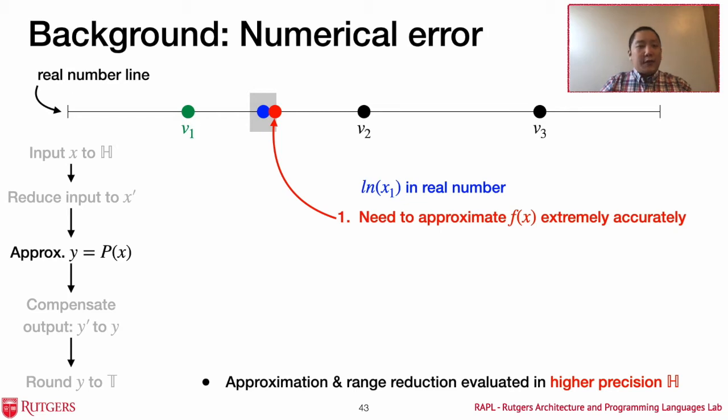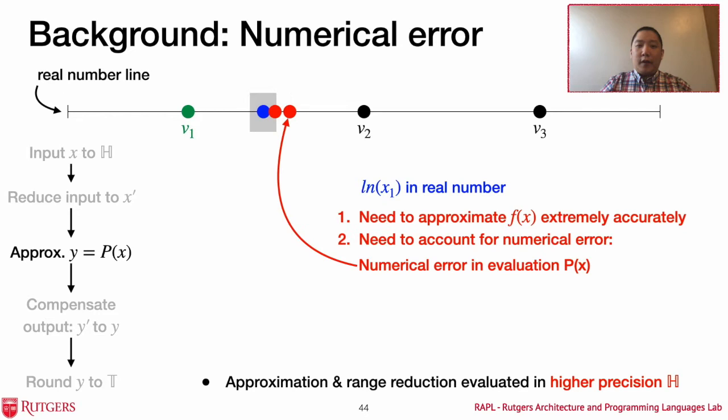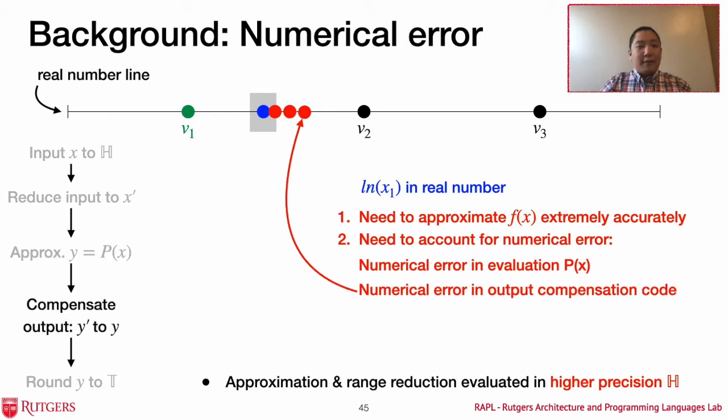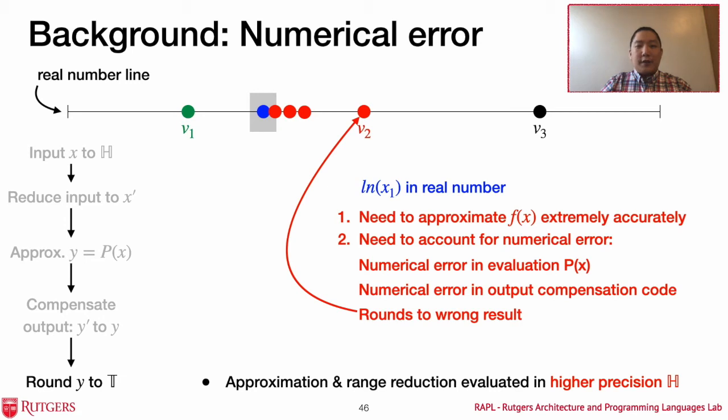But let us suppose that we do generate an accurate enough approximation mathematically. Well, we have to evaluate p of x in a fixed precision representation, so there is bound to be numerical error. On top of that, the output compensation function also has numerical error. And at the end, we end up with enough error so that our approximation function produces a wrongly rounded result. So are we doomed? Well, not exactly.